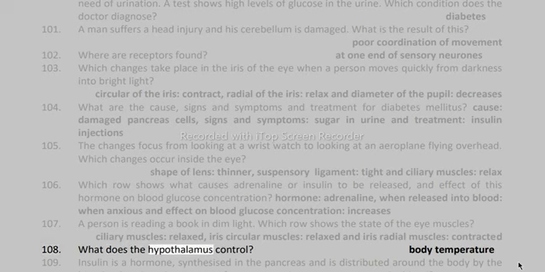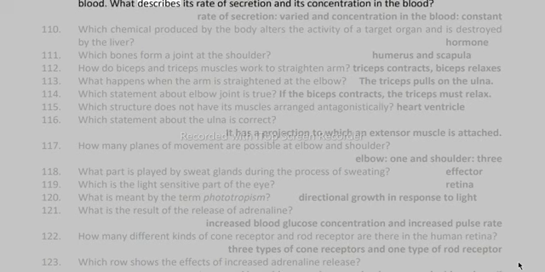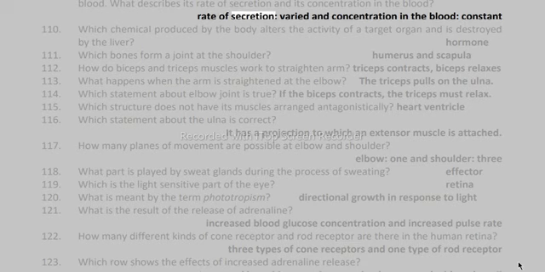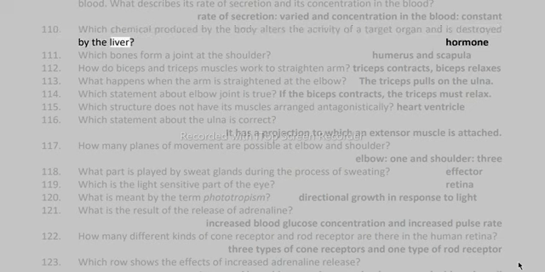108. What does the hypothalamus control? Body temperature. 109. Insulin is a hormone synthesized in the pancreas and distributed around the body by the blood. What describes its rate of secretion and its concentration in the blood? Rate of secretion varied, and concentration in the blood constant. 110. Which chemical produced by the body alters the activity of a target organ and is destroyed by the liver? Hormone.